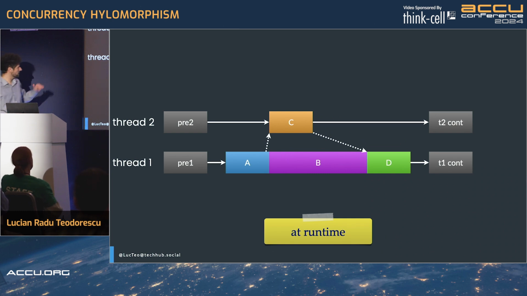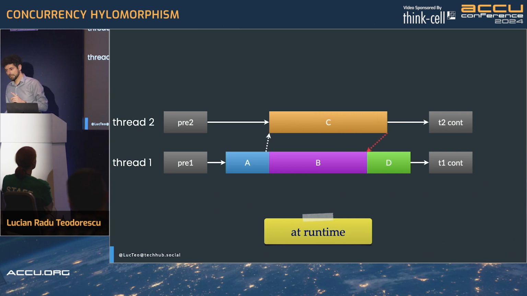I'm having two threads, thread 1 and thread 2, which are both doing something before this computation is executed. Then thread 1 executes A, then B, then D. Then it goes on executing some continuation. Thread 2 does something previously. At some point after A is completed, it will execute C, and then it will go on and execute the continuation for thread 2, right? Make sense?